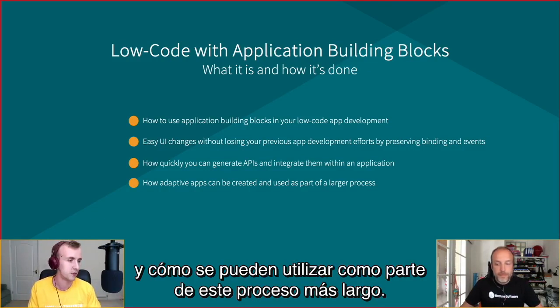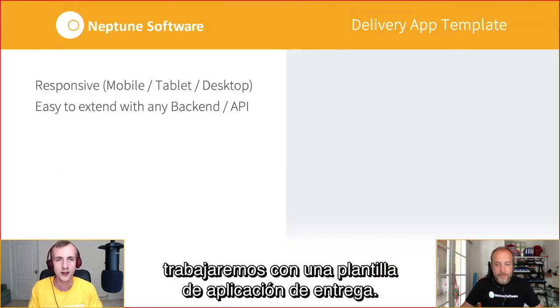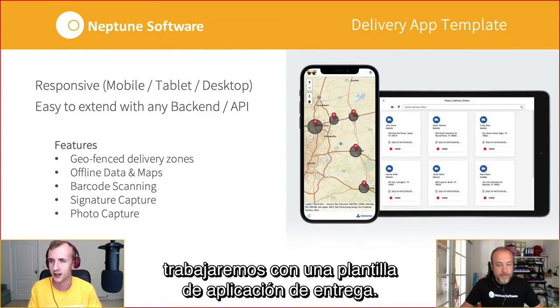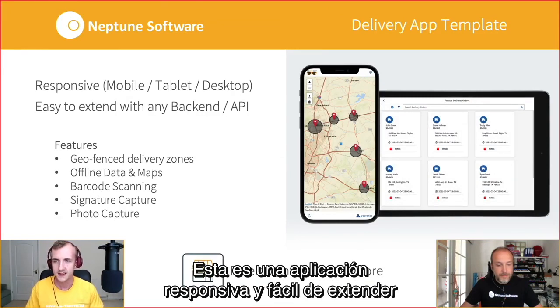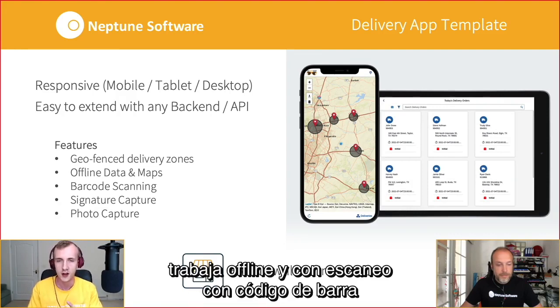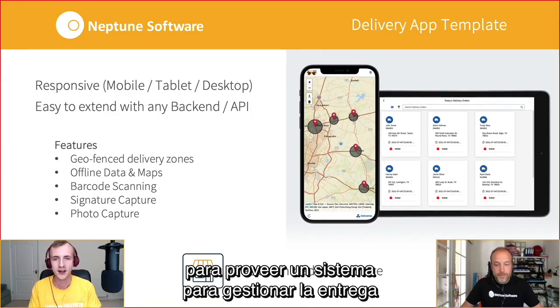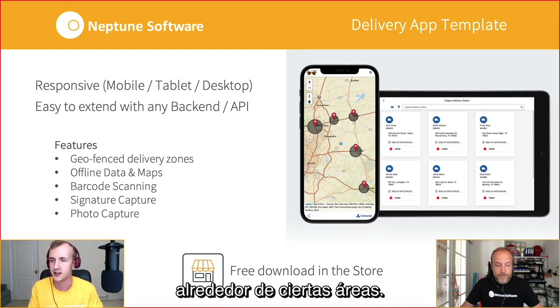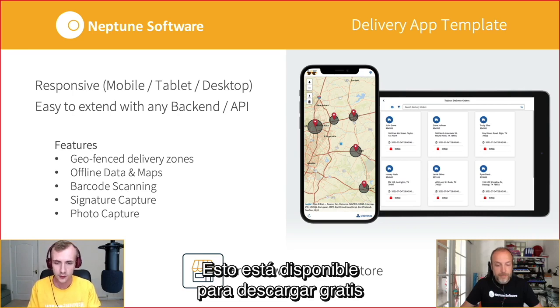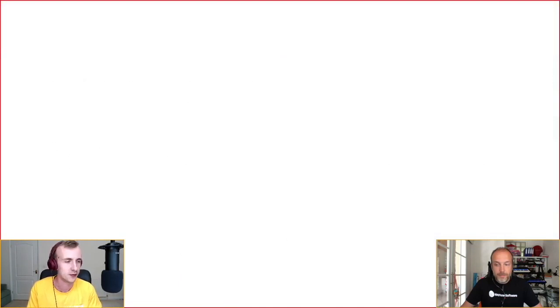of this larger process. So to set the scene, we'll be working with our delivery app template. This is a responsive, easy-to-extend application that consists of geofence delivery zones. It works offline, works with barcode scanning. We've got signature capture built in, photo capture built in, all to provide a system for managing deliveries around certain locations. And this is available for free to download within the store, within the platform itself.